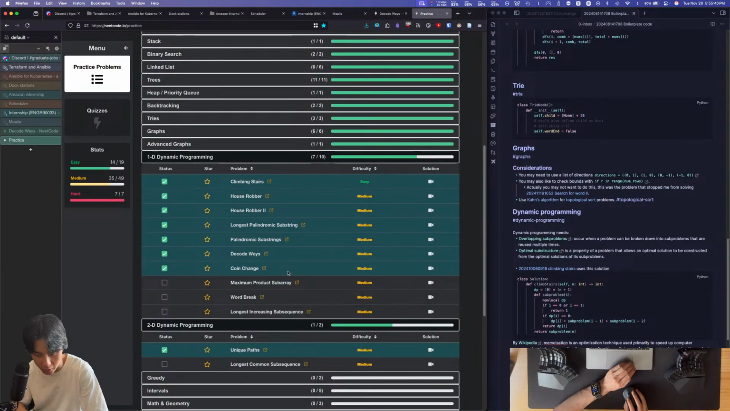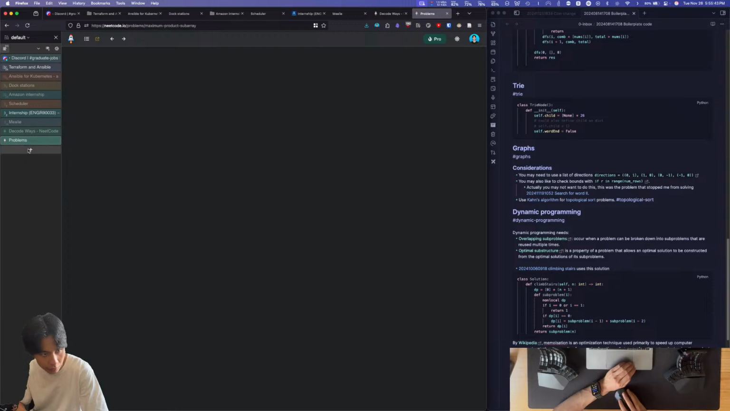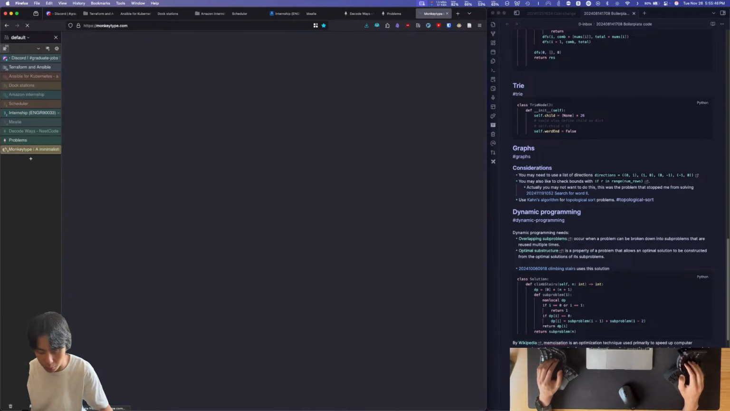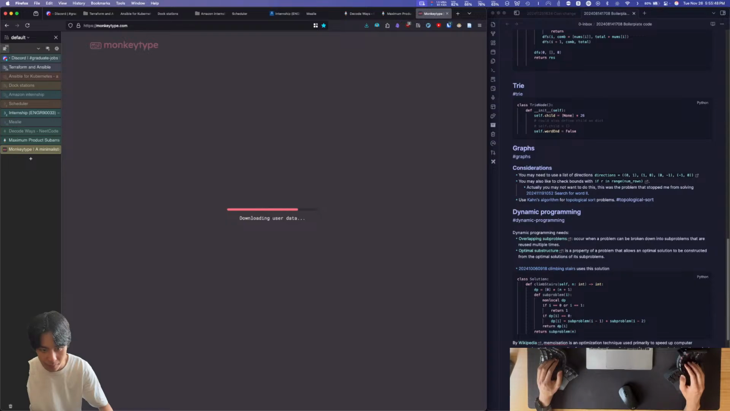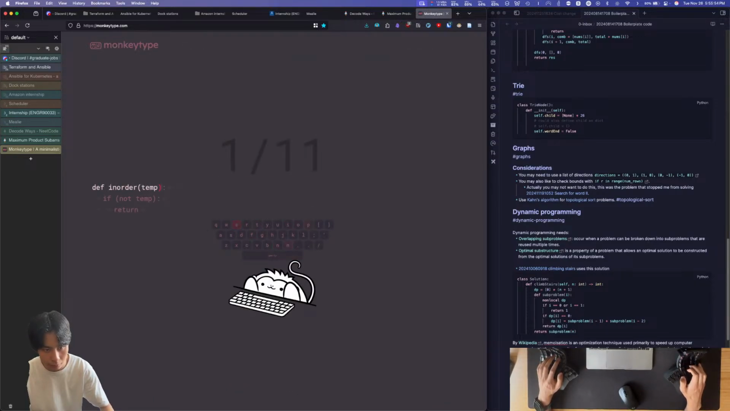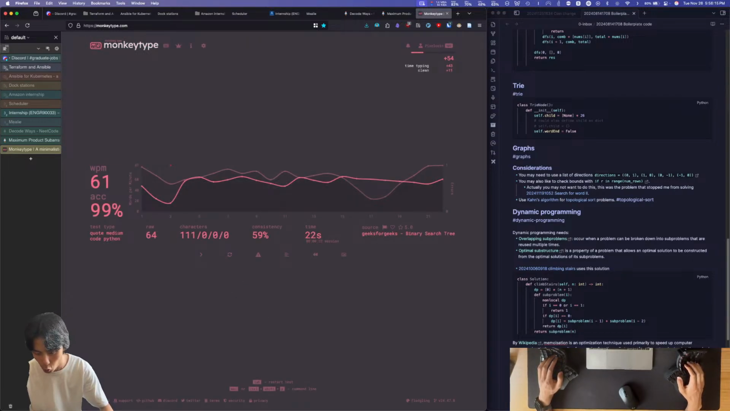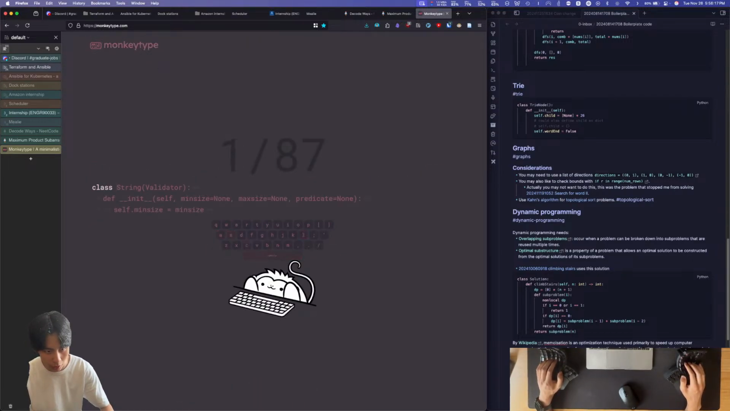Alright, maximum product subarray is what we're going to do now, after I just do a monkey type, because why not? Ooh, not bad.